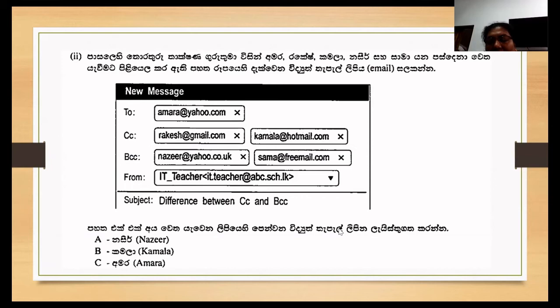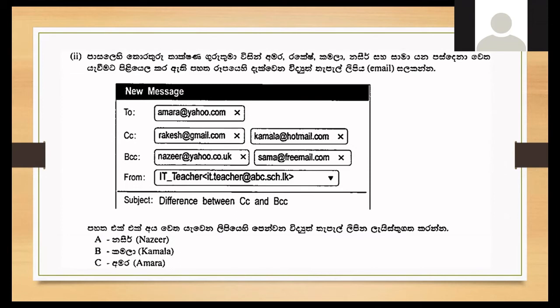Anil. Yes, miss. Yes, Anil, can you tell me who are the persons Kamala can see? What are the email addresses? Anil, you can unmute. Miss, should I choose from the given name? Given names are enough for me, right?